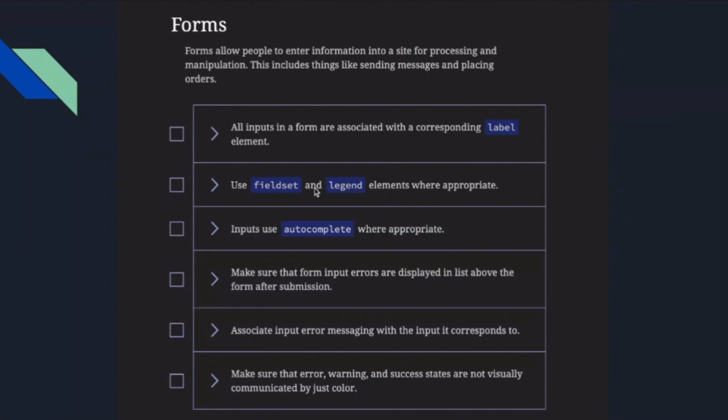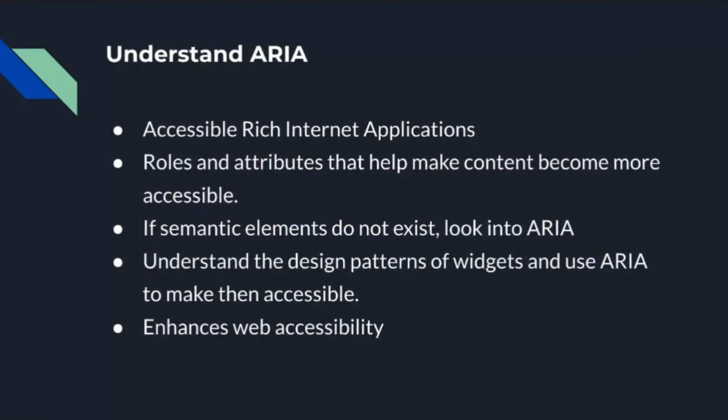If you don't understand what the elements are, you go and understand them and make sure that they're used correctly in your form. Make sure that form input errors are displayed in a list above the form after submission. So you need to understand how the errors are being perceived, things like that. So this is an example. Make sure you meet all these checklist items, and then you proceed with code reviews, merging your code and deploying it.